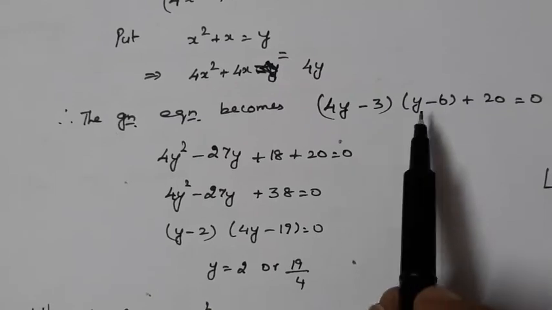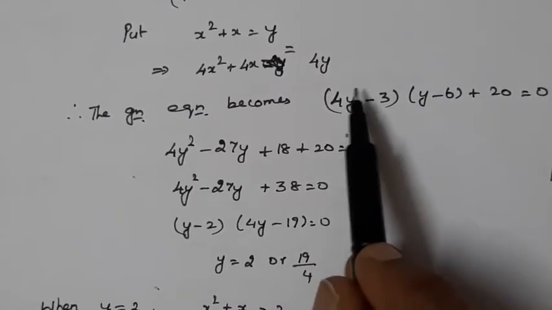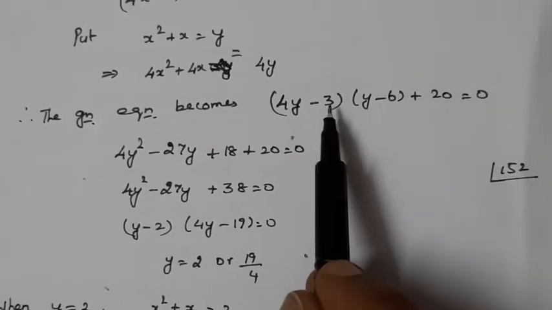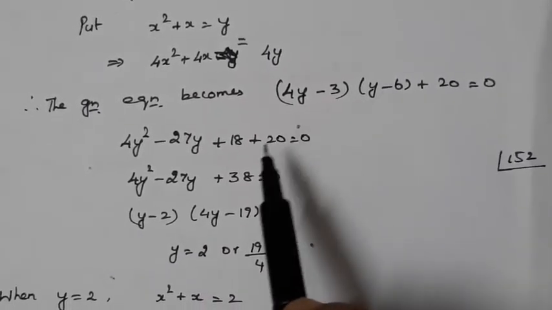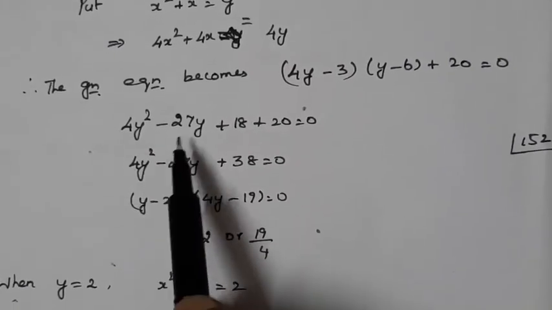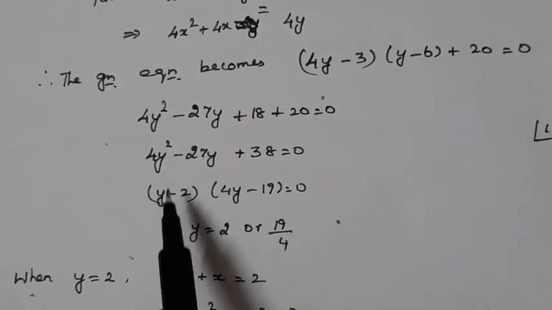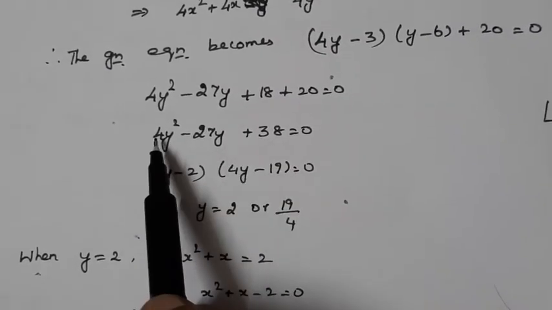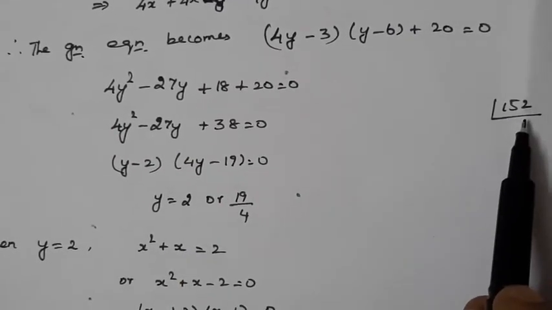So you can multiply these two. If you multiply these two, you will get 4y into y, that is 4y squared, and 4y into minus 6, minus 24y, minus 3y, that is minus 27y. Then minus 3 into minus 6, plus 18, plus 20 equal to 0. That is 4y squared minus 27y plus 38 equal to 0. Okay. So you have to factorize this. Now what is the product of 4 into 38? 4 into 38 is 152.